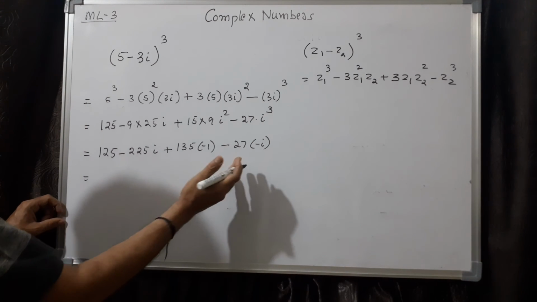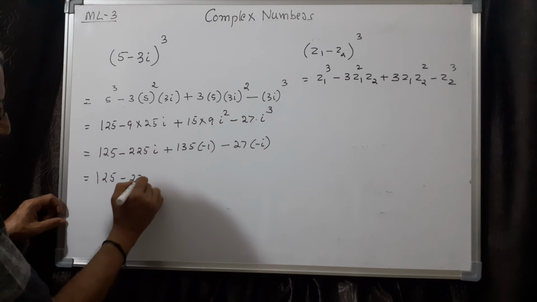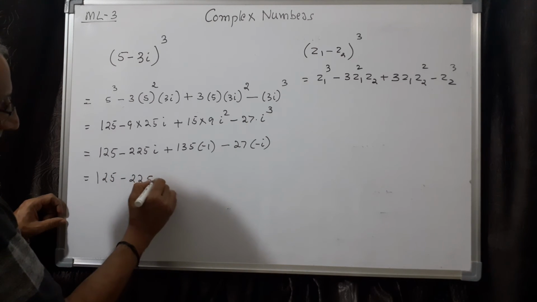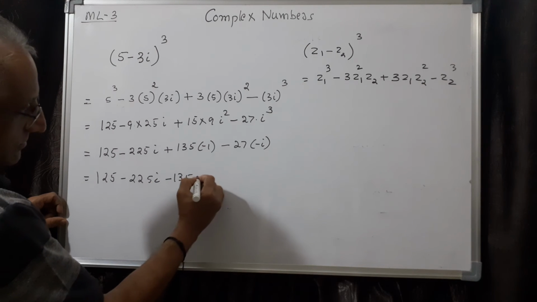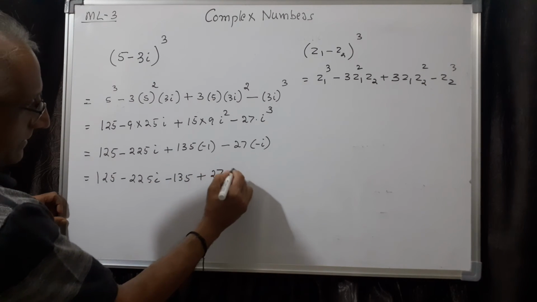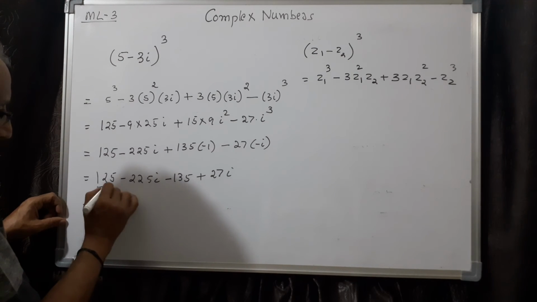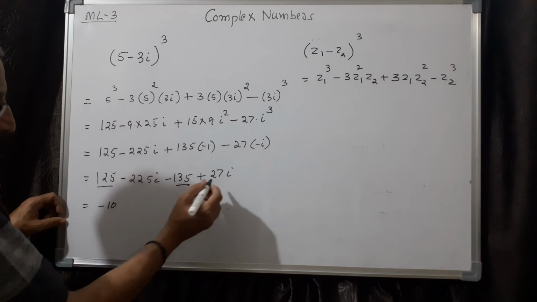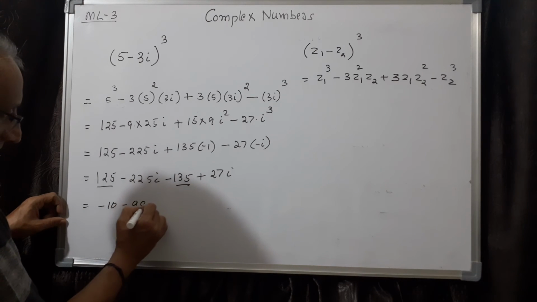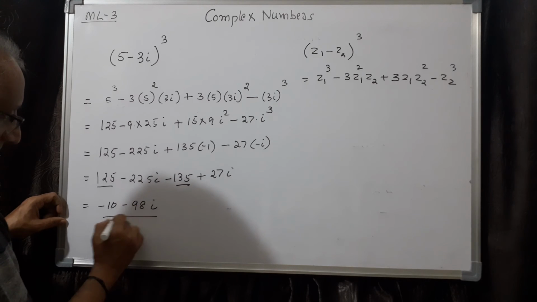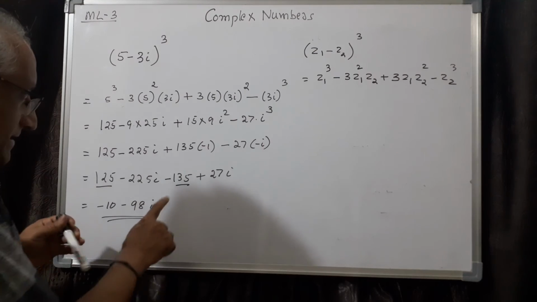So for simplification: 125 minus 225i minus 135, and this is minus of minus, so it is 27i. Of course you have to simplify this: 125 minus 135 is minus 10, and 27 minus 225 is minus 198, so minus 10 minus 198i, I think. Of course, you can check whether the value calculation is correct or not.